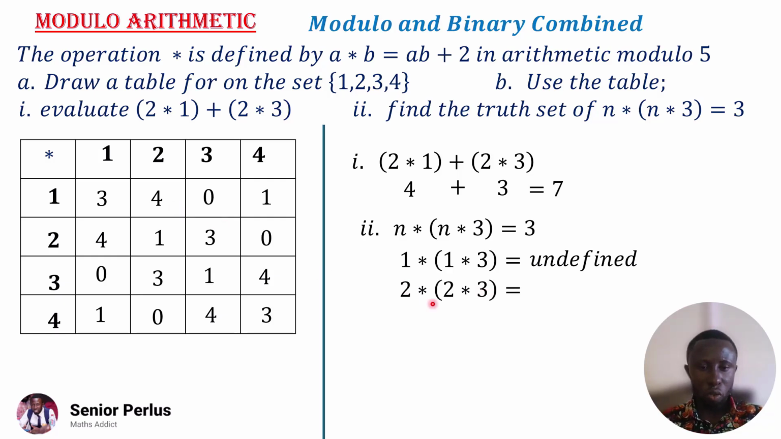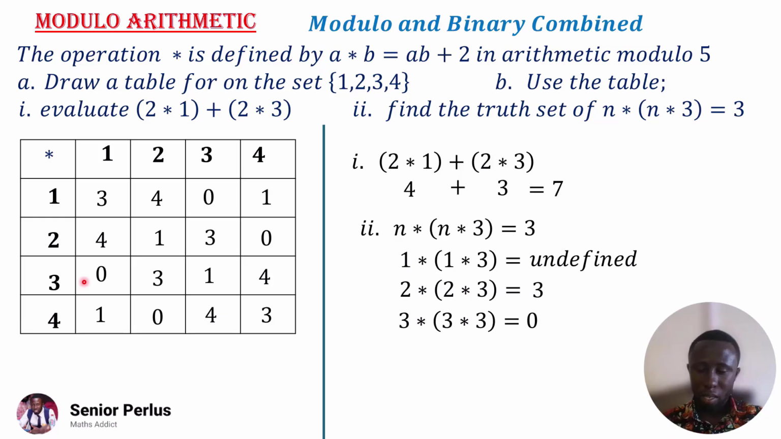Okay. So 2 star 3 is 3. Then we go again, 2 star 3 is 3. So the answer is 3. Good. Again, 3 star 3. So 3 star 3 is 1. Then 3 star 3 is 1. So this one, 3 star 3 is 1. Then we come again, 3 star 1. So 3 star 1 is 0. Good.